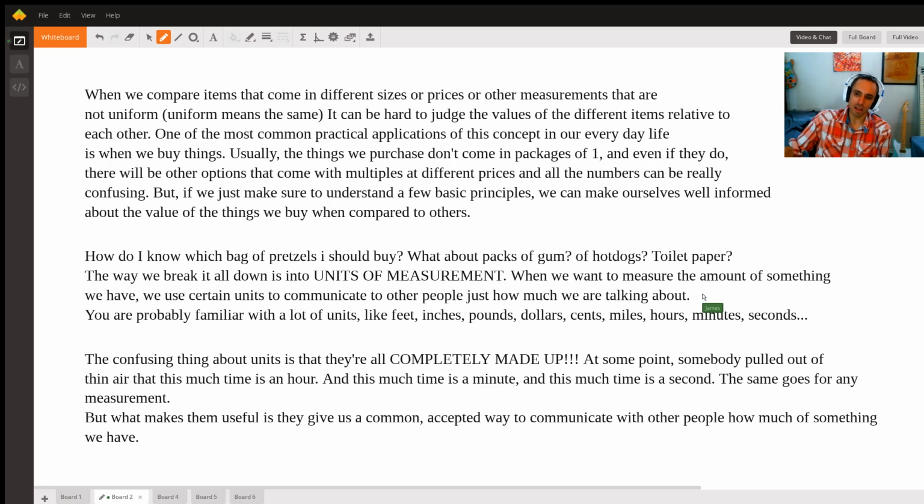You're probably familiar with lots of units: feet, inches, pounds, dollars, cents, miles, hours, minutes, seconds. Time, distance, weight, money: those are our 4 big ones that we use in everyday life. And the confusing thing about them is they're all completely made up. Somebody just decided this is a foot, this is an hour, this is a minute. But we all agreed, and we were able to communicate to each other in a way that people could understand, if that makes any sense. That's what makes them useful. They give us a way to talk about things.